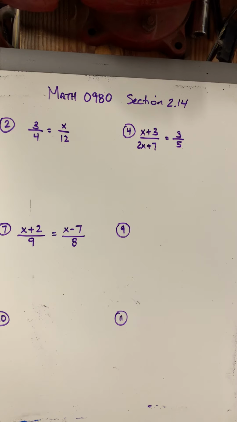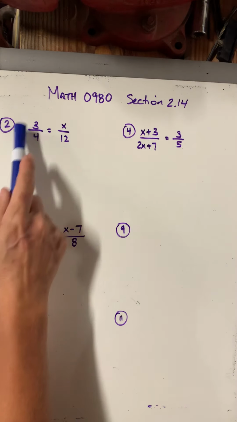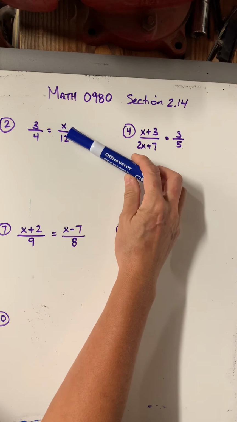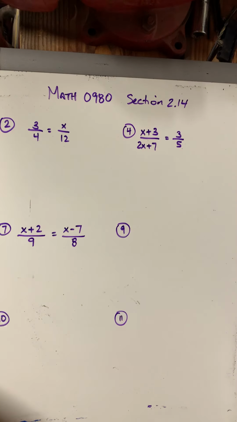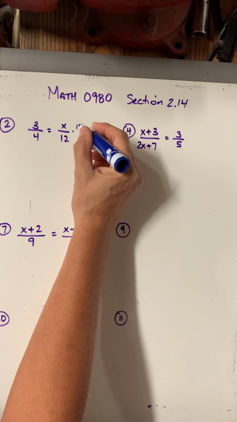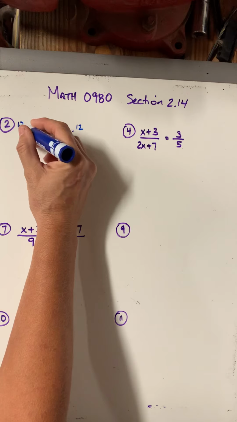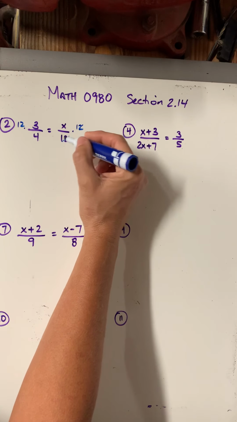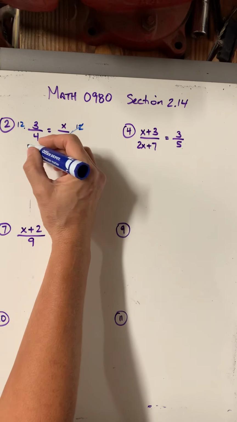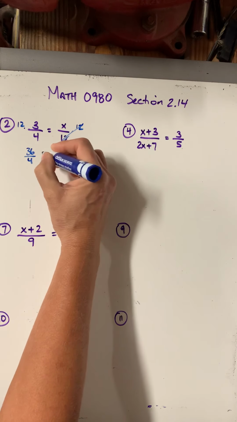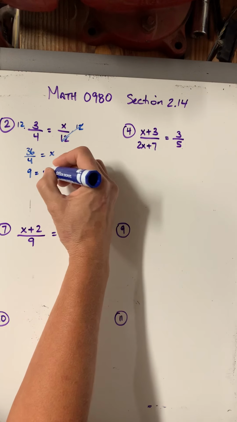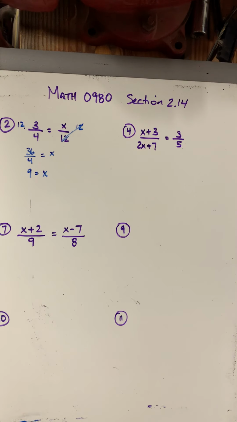Well, we can solve this one just like we learned to solve equations. I'm trying to get x by itself. It's currently being divided by 12, so the opposite of divide is multiply. I can multiply both sides by 12, making this cancel. And I would get 12 times 3, which is 36, over 4 equals x. And this simplifies to 9. So that's one way of doing it.